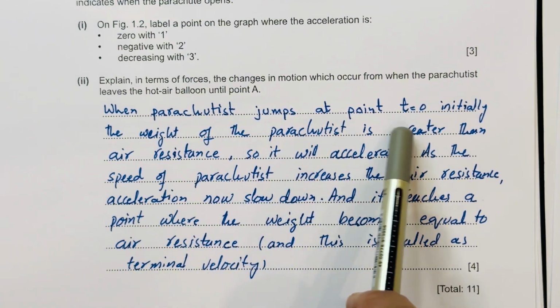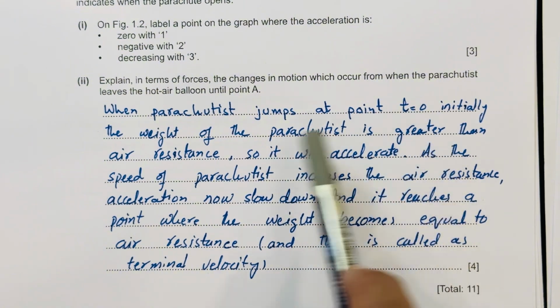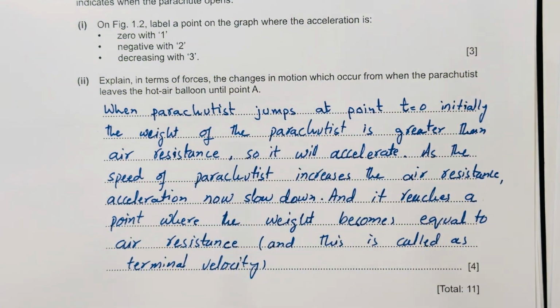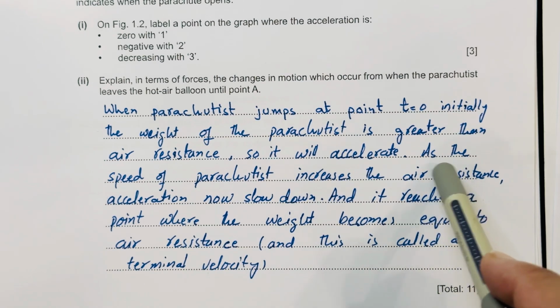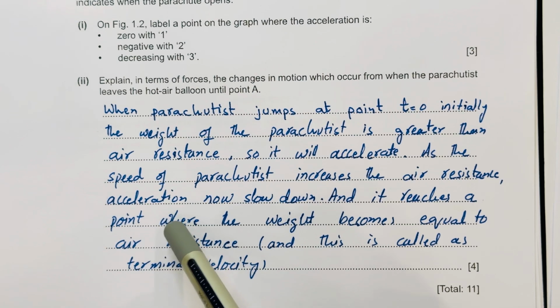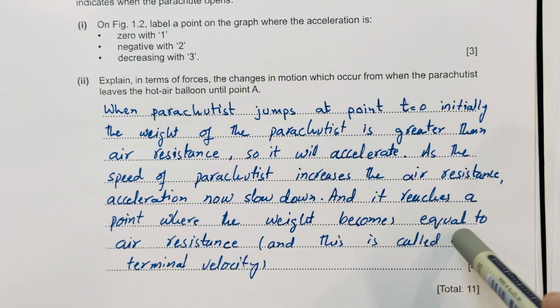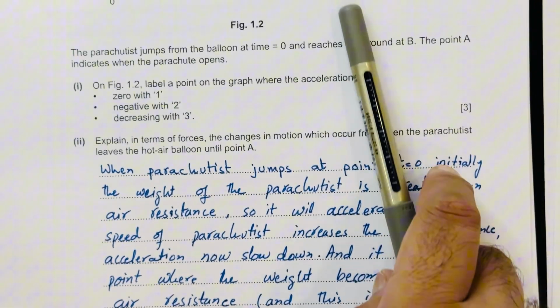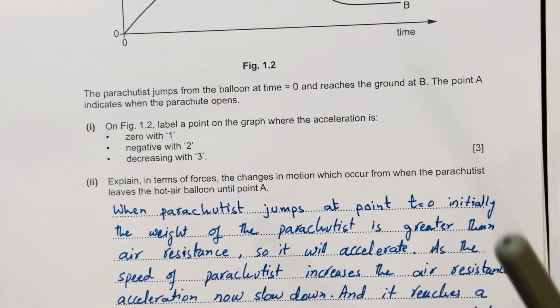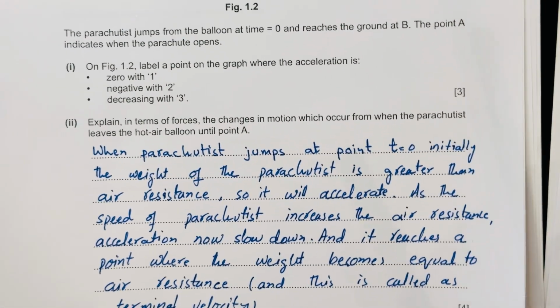When the parachutist jumps at t equal to 0, initially the weight of the parachutist is greater than the air resistance, so it will accelerate. As the speed of the parachutist increases, the air resistance increases and the acceleration slows down, and it reaches a point where the weight becomes equal to the air resistance, and this point is known as terminal velocity. At terminal velocity, acceleration is 0. We have figured it out by labeling the one in the diagram. So hopefully you would get that answer.